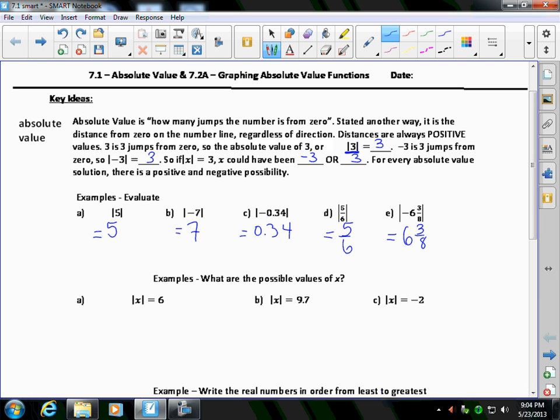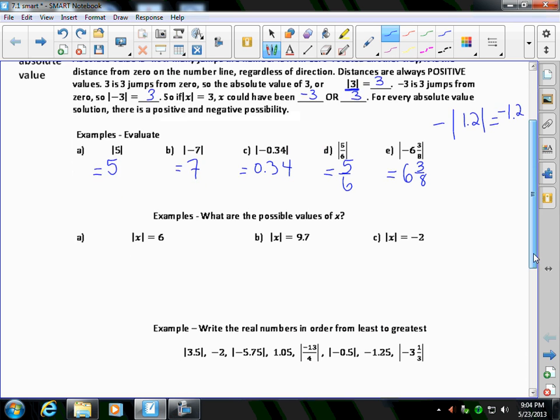Now what you have to be careful of is when you have a negative sign outside the absolute value. So the negative absolute value of 1.2 is actually negative 1.2. The negative sign has to be inside the absolute value sign to turn into that positive distance.